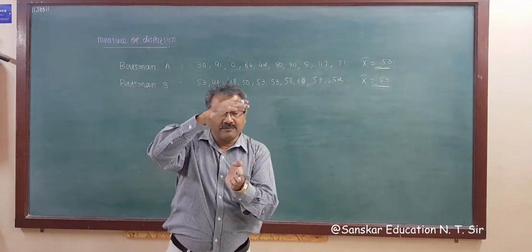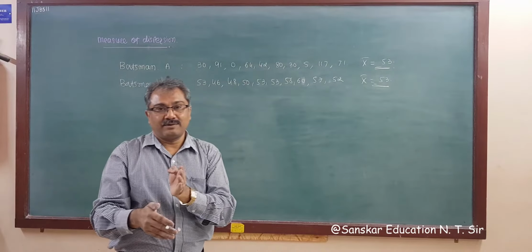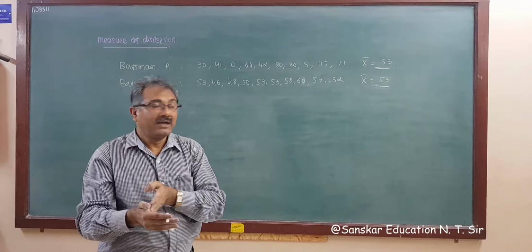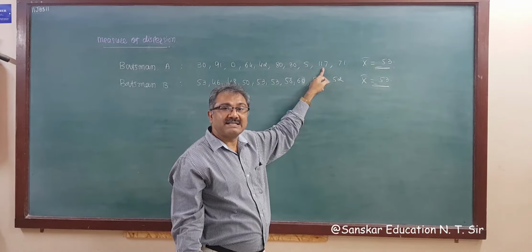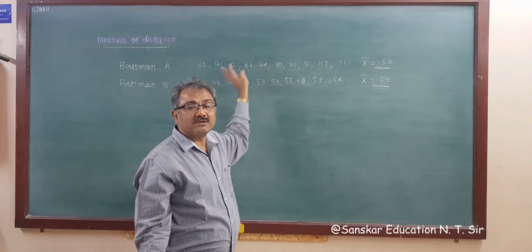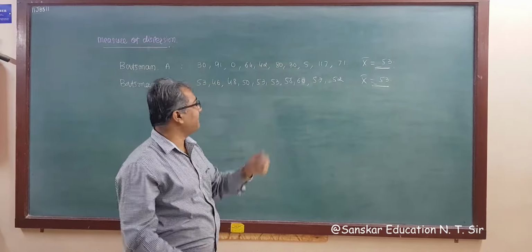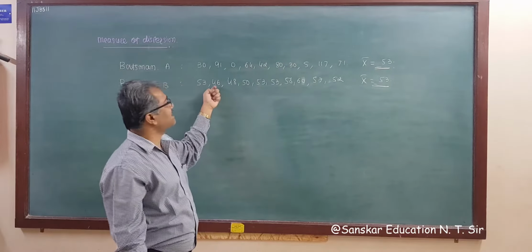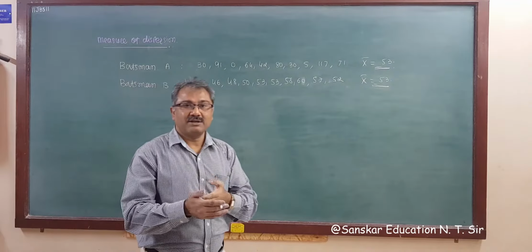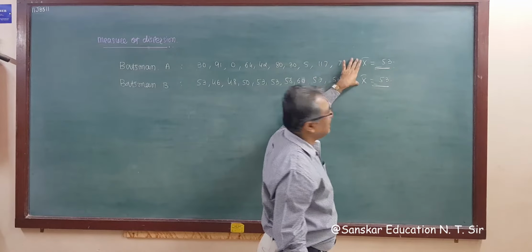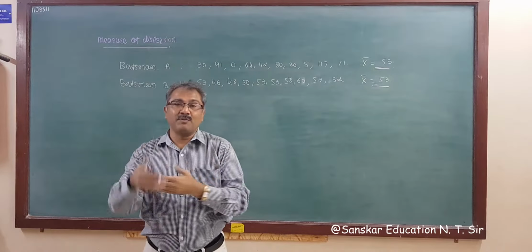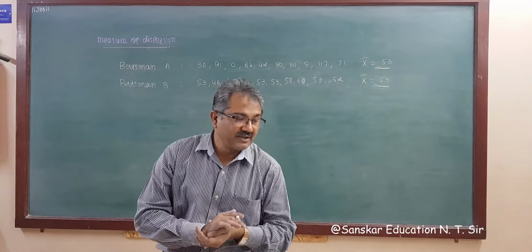For batsman A, 117 is the highest score and the minimum score is 0. So the runs vary a lot here. If you find the range, maximum observation 117 minus 0, then the range for batsman A is 117, and here 60 minus 46, that is 14, is the range. So we can't say that if the means are the same, then the performance of both batsmen is the same.